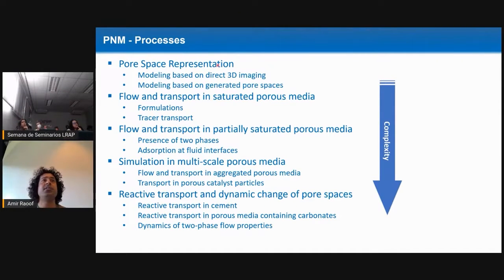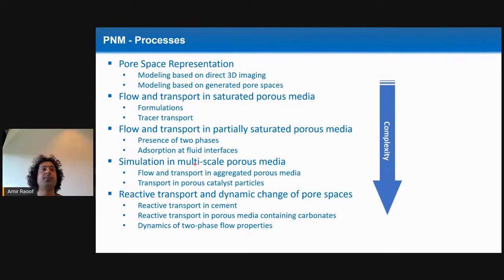And then imagine if you have a sample geometry, the first thing that you can do is basically transport of single phases, when all the pores are occupied by one single fluid, or a salt tracer is transporting through the rock. If you make it one step more complex, you can have two phases flowing through the media. So for example, you can have oil and gas, or water and air, and now you have another porous media. If you make it even more complex, you can have a multi-scale porous media.